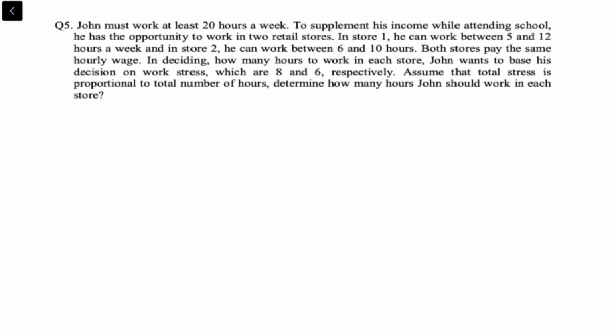Now in question number 5, John must work at least 20 hours a week. So that is the at least criteria. To supplement his income while attending school, he has the opportunity to work in 2 retail stores. In store 1, he can work between 5 and 12 hours a week. So let's say this is the working time, he can work between 5 and 12. That is one condition. And it is also said that John must work at least 20 hours, so this should be greater than or equal to 20.